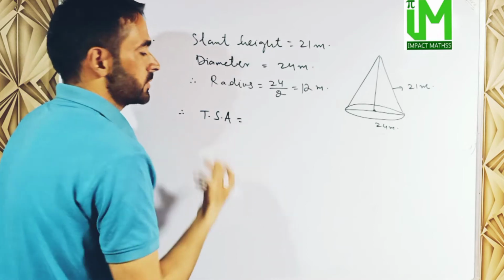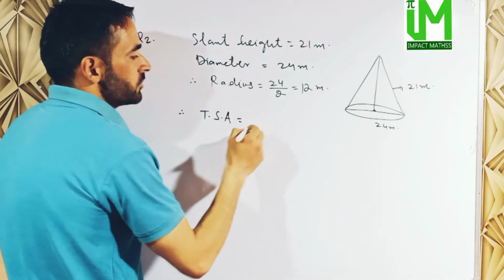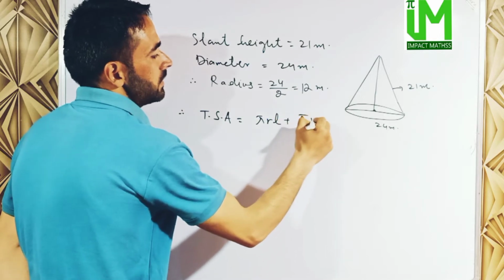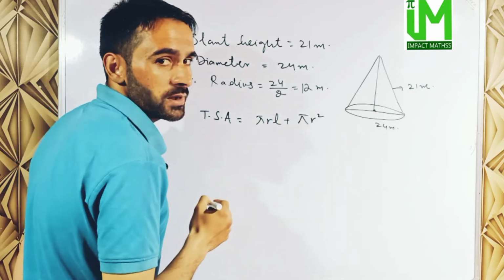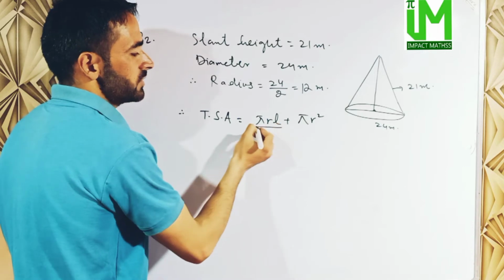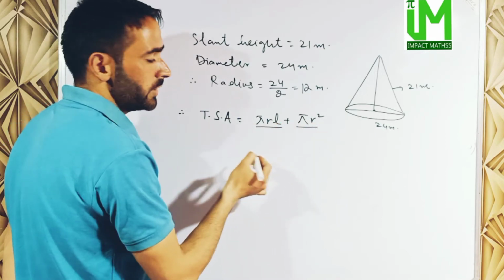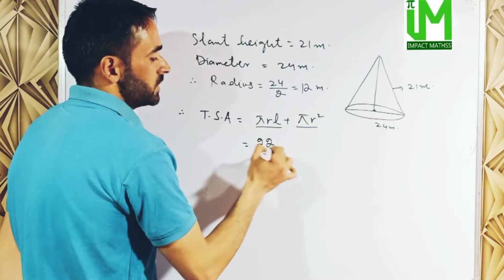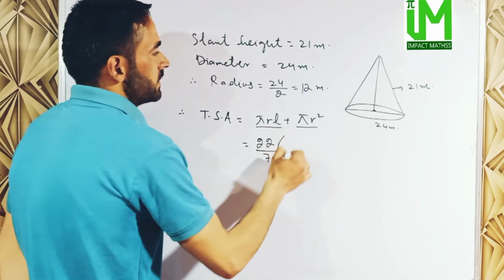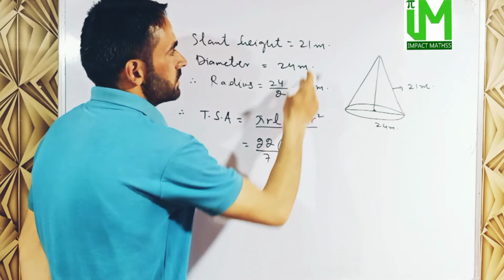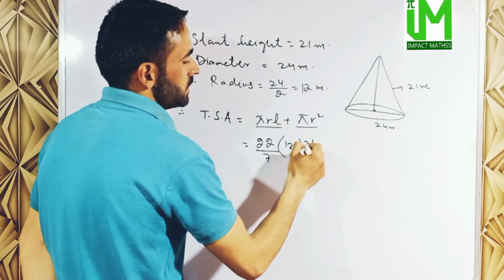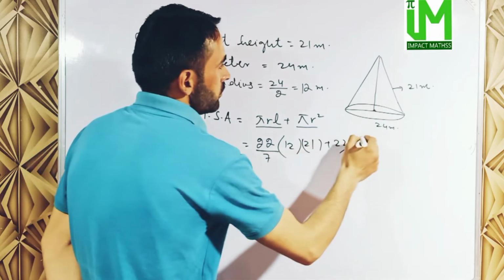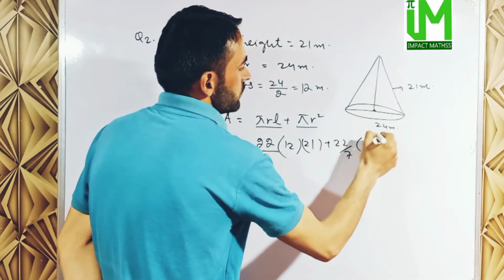So TSA, in short, total surface area, will be pi r l plus pi r square. So this will be curved surface area plus area of base. The value of pi is given above, that is taken to be 22/7. The value of radius is 12, slant height is 21, plus the value of pi again 22/7, and the value of r is 12 square.